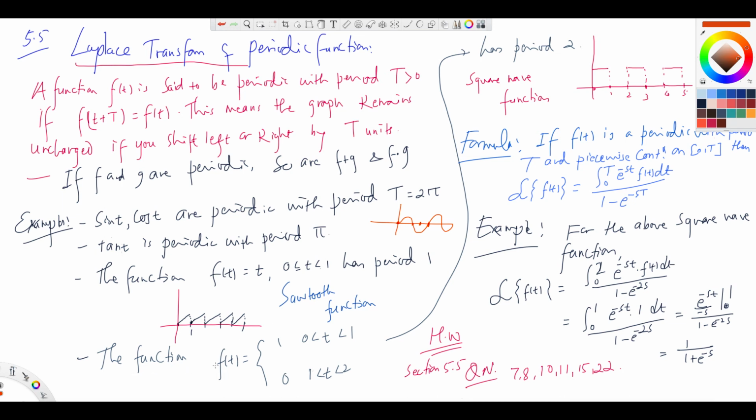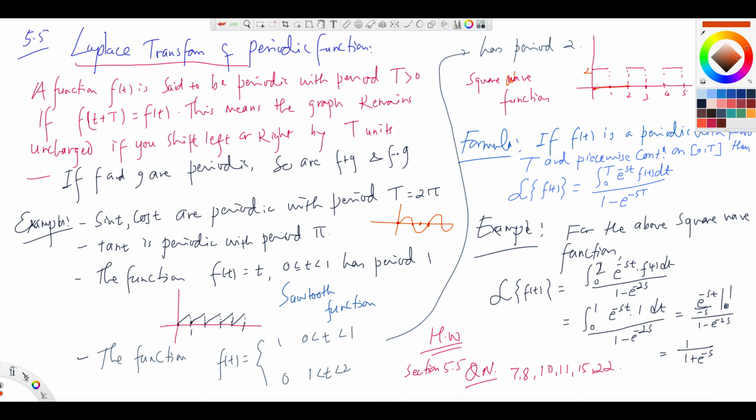Let's see another example. The function f(t) equals 1 between 0 and 1, and 0 between 1 and 2. So this is a periodic function with period 2. This is called the square wave function. You see that between 0 and 1 it is 1, and between 1 and 2 it is 0. If you shift it right, that's what you will get. This is also periodic of period 2, because you have to move 2 units away, and then again another 2 units away to get that exact same shape.